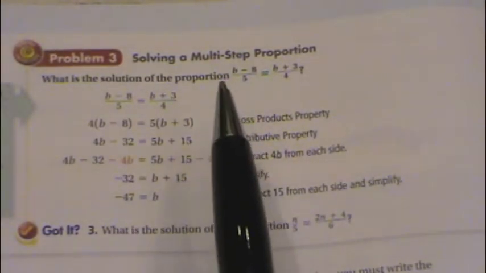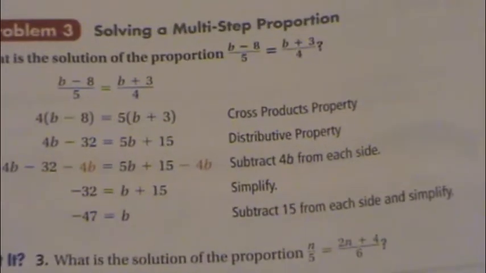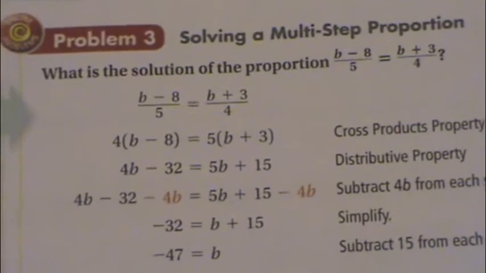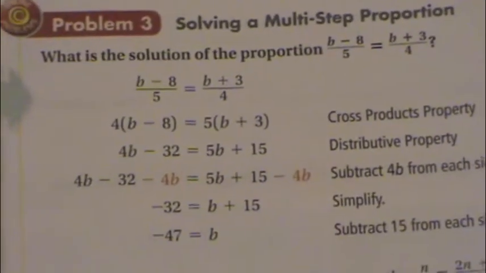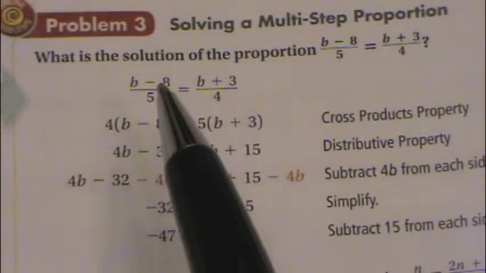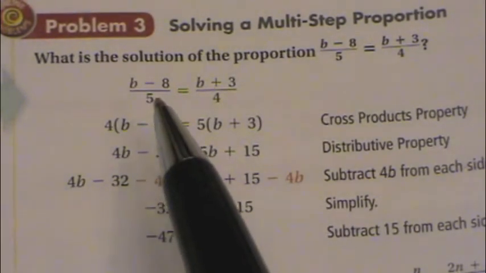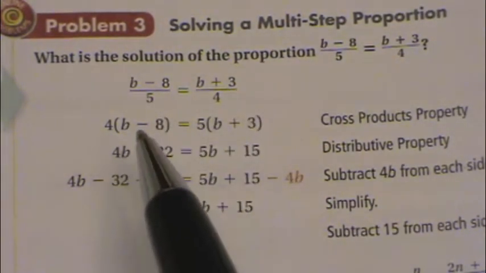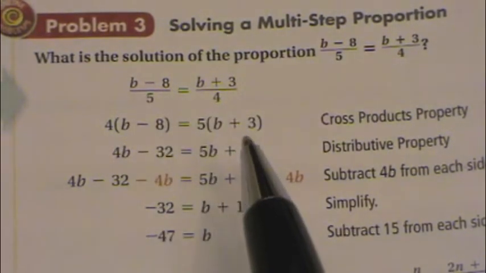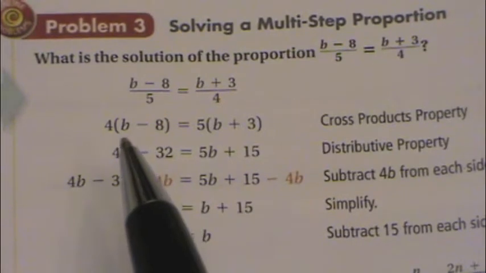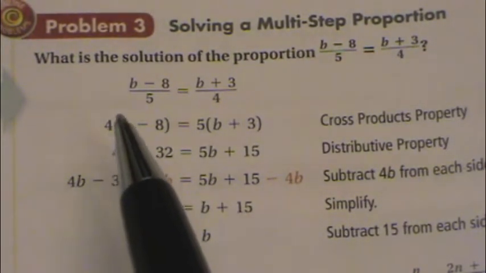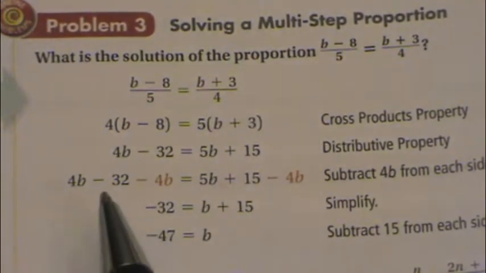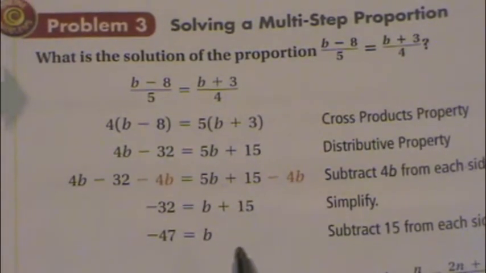Problem 3, same idea. We just add another step. Given the proportion, the quantity b minus 8 over 5 equals the quantity b plus 3 over 4, we're going to cross multiply. 4 times the quantity b minus 8 on this side, 5 times the quantity b plus 3 on this side. What happens if you do it the other way and you have 5 times the quantity b plus 3 on this side and 4 times the quantity b minus 8 on this side? It's fine, it's all the same thing. Then you're going to use your distributive property, 4b, don't forget to multiply 4 and negative 8, 5b, don't forget to multiply 5 and 3, then simplify, done, piece of cake.